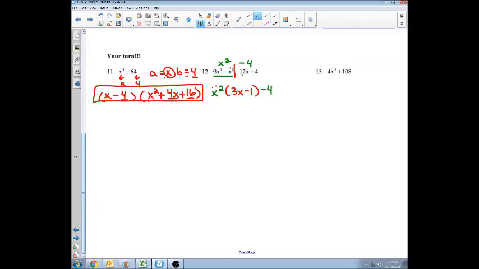What is negative 12 divided by negative 4? It would be positive 3x. What is 4 divided by negative 4? It would be negative 1. Now I have what I'm always searching for.